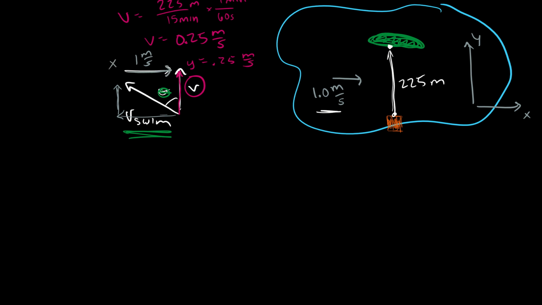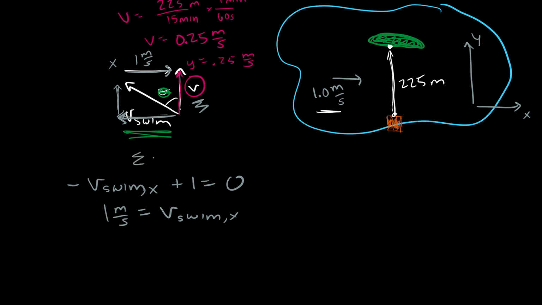So we know the vector sum of v swim. Okay, so v swim x minus, well, this is negative, right? Because this is in our negative x direction. So negative v swim x plus 1 equals, well, our vector sum is not going to have any x component. She wants to go straight at the island, so that's going to equal 0. So we get that 1 is going to be the x component of that vector, and specifically 1 meter per second, because these are velocity vectors. So that's summing our x components of our vectors.